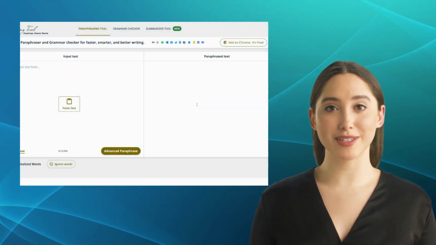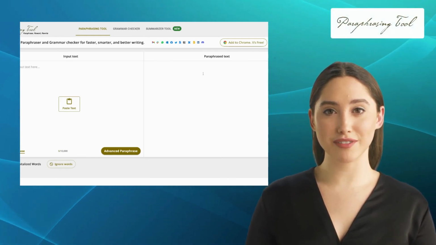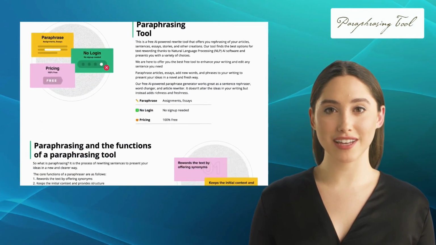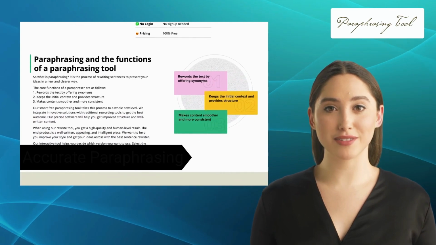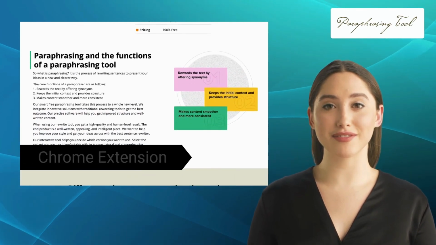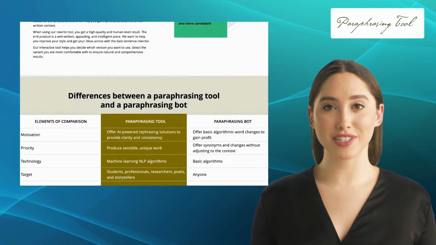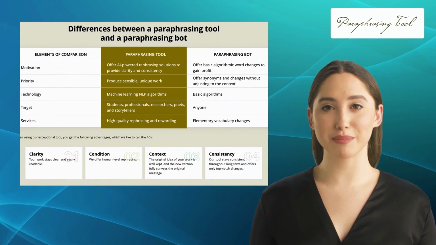Moving on, let's explore Paraphrasing Tool. Designed for those seeking an easy way to rephrase sentences and passages, Paraphrasing Tool offers a user-friendly interface and efficient results. It offers features like accurate paraphrasing, grammar checker, and a convenient Chrome extension. Paraphrasing Tool utilizes advanced algorithms to rewrite your content, providing a fresh perspective while retaining the original meaning.